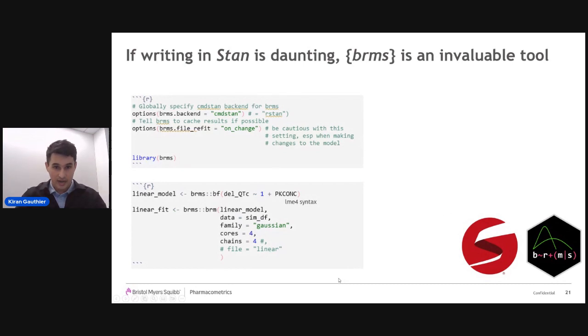So over here, I have some of my, I don't have the laser pointer. Now I do. These are some of the nice backend changes that I like to make. Usually I like to run using cmdstan, and you can save your files. This is the simplest possible relationship, right? Delta QTc interval, it has some population intercept and population slope, follows the lme4 syntax.